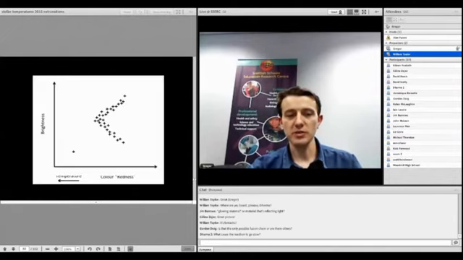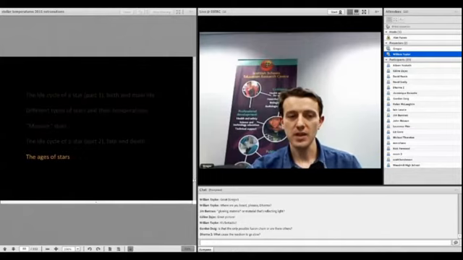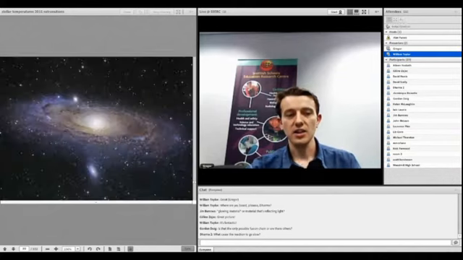So if we go back to our diagram, we should probably just add, for completeness, the white dwarfs, which end up down the bottom. They are very, very dim, but they are very hot. So they fall on the bottom left-hand corner of our Hertzsprung-Russell diagram. So just finally, to talk briefly about the ages of stars.